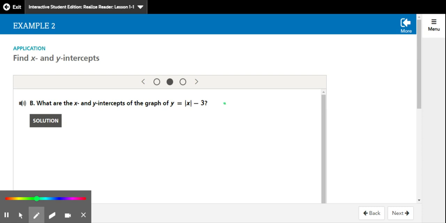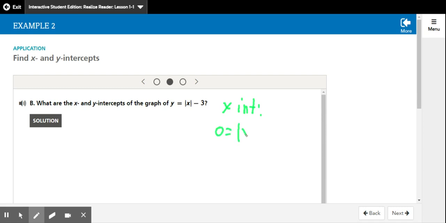So for the x-intercept, it's where y is 0. So 0 is equal to absolute value of x minus 3. Now I'm just going to solve that for x. I'm going to add 3 to both sides, and you get 3 is equal to the absolute value of x. I'm going to flip that around so I have the x on the left side.